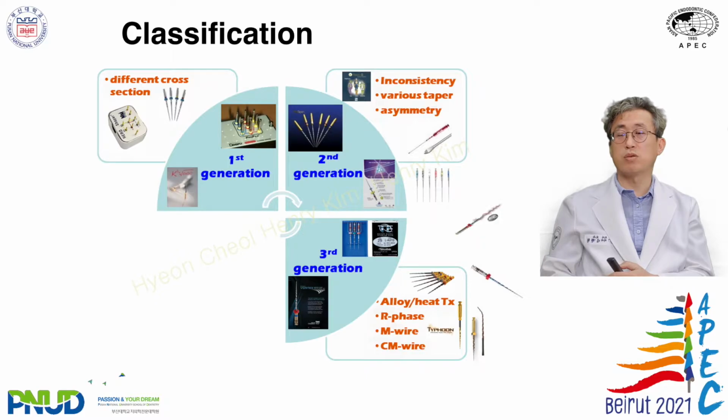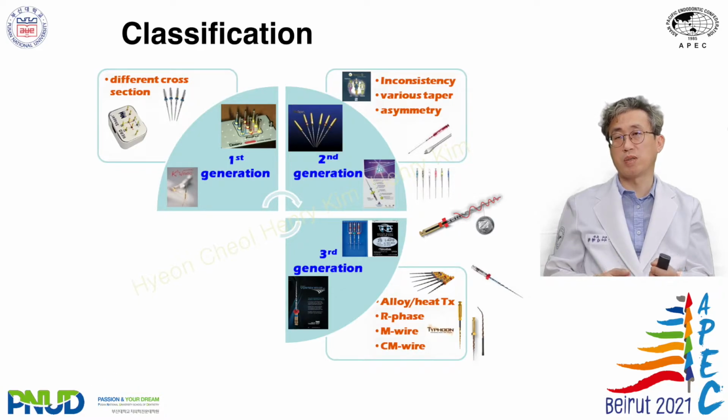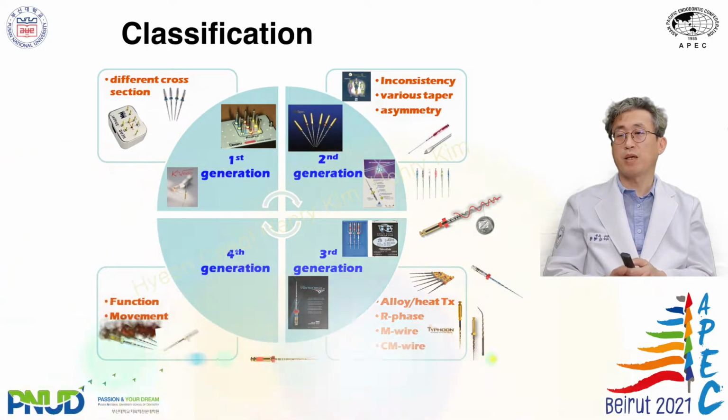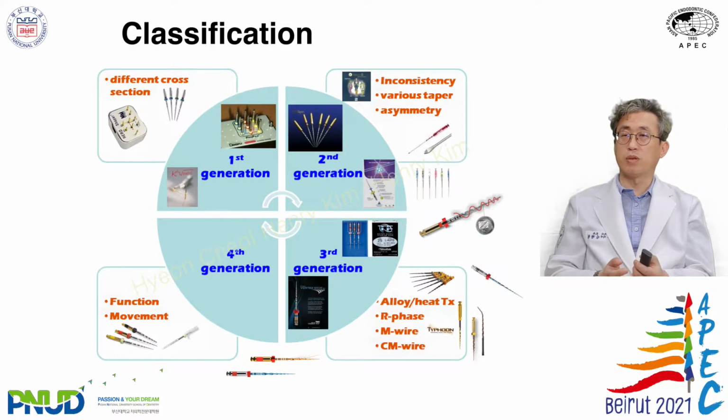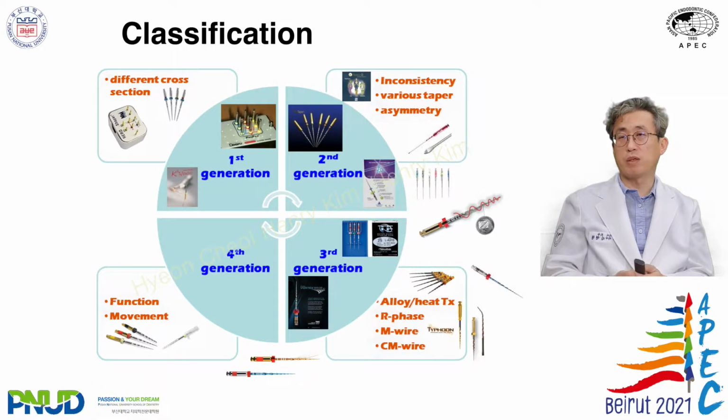In the third group, the manufacturers started to use heat-treated alloy for better mechanical properties. Usually they have better flexibility, and it's quite good. We can make pre-curving using this instrument. And the last, fourth group has some special function and kinematic movement during file movement. The third and fourth are, I think, the most popular brands in contemporary root canal treatment.